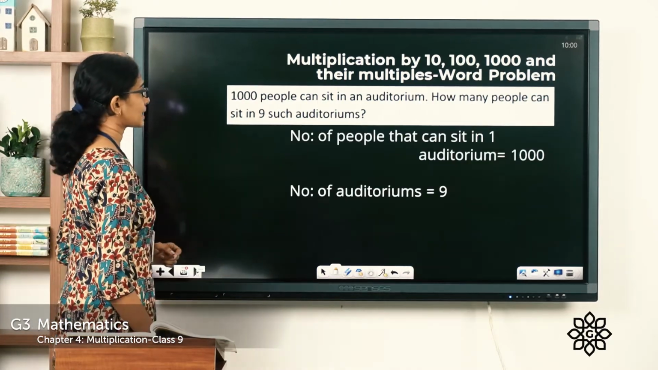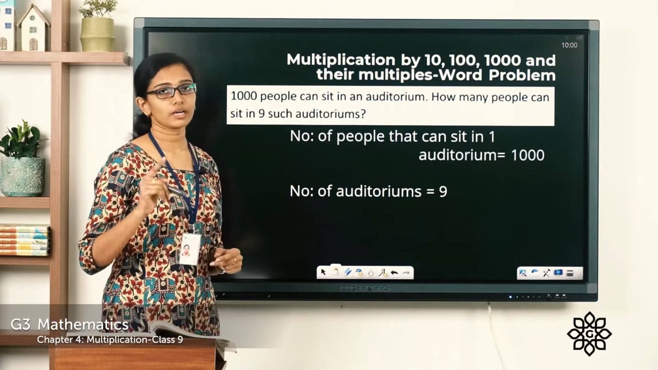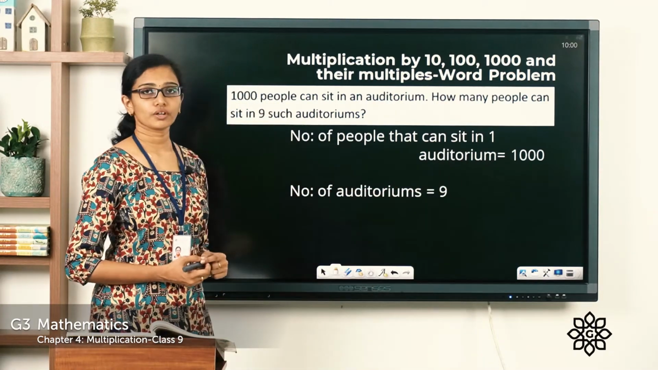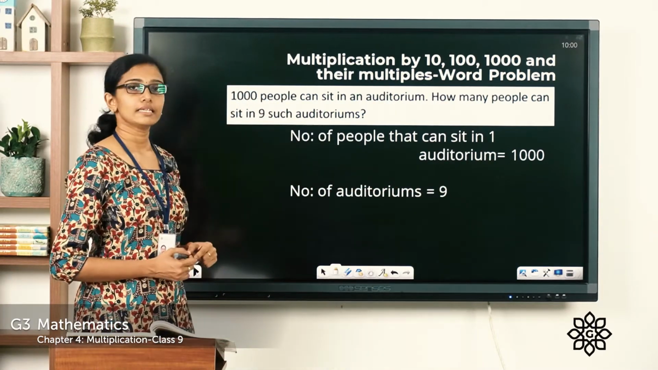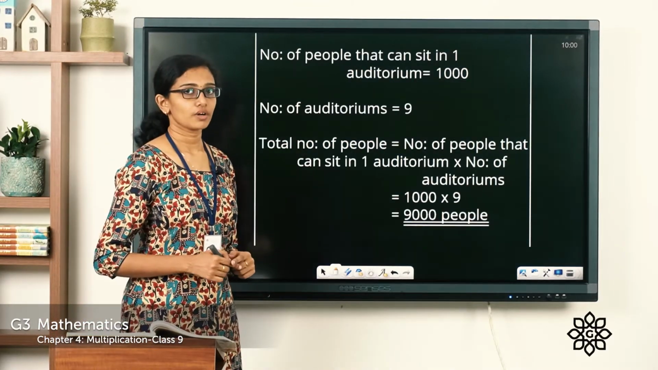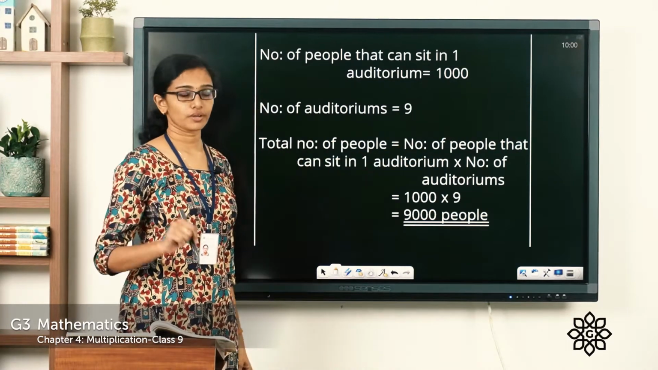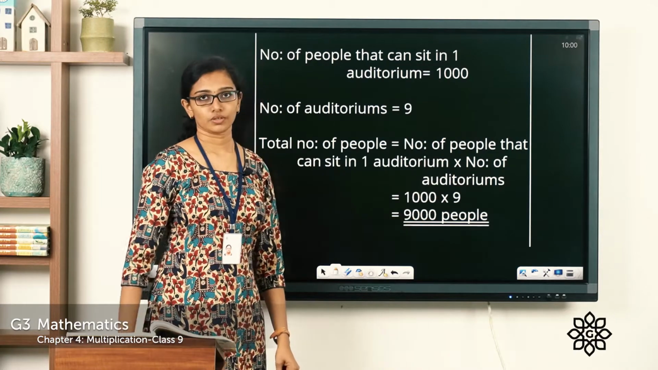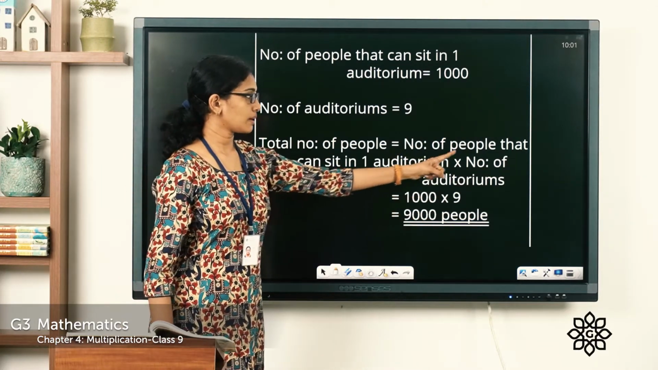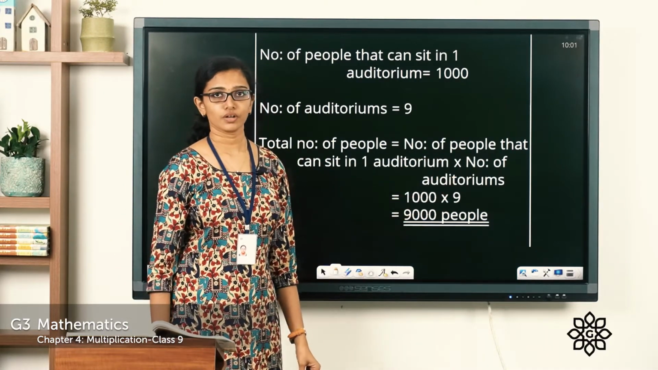So, let's write the steps from the data given in the question. The number of people that can sit in one auditorium is equal to 1000, and the number of auditoriums is equal to how much? 9. So, the total number of people that can sit in 9 auditoriums will be equal to the number of people that can sit in one auditorium into the number of auditoriums. So, substituting the numbers, we get 1000, which is the number of people that can sit in one auditorium, into 9, the total number of auditoriums.